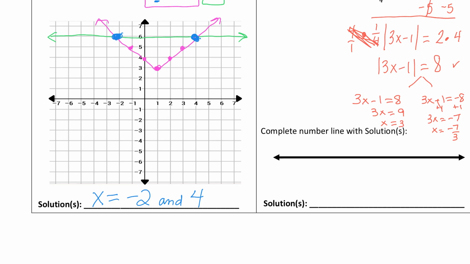Complete the number line with the solutions. So if this is 0, I'm going to have a solution at 1, 2, 3. So I can just put a point there. And then negative 7/3, that's the same thing as negative 2 1/3. So negative 1, negative 2. If this is negative 3, this is negative 2. It's just going to be a little bit past negative 2 right there. And then just go ahead and write down your solutions. x equals 3 and negative 7/3.